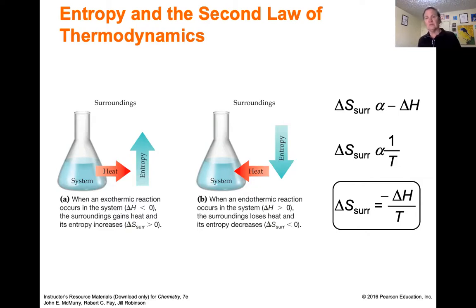So from those experiments, you can determine that the delta S of the surroundings is proportional to the negative delta H. So it goes up if the system has a negative delta H. It goes down if the system has a positive delta H. Essentially what you're saying is if the system is losing heat, the surroundings is gaining heat. So it's going to be proportional to the negative sign of what happened to the system. It's proportional to 1/T, which you'll learn more about if you take physics. So at a higher temperature, the entropy will change less if you add the same amount of heat.